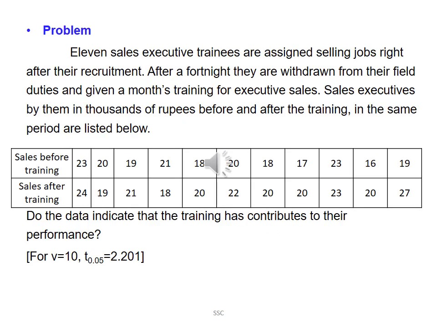More practice problems are also mentioned, and their answers are also available. The degrees of freedom and its table values are also mentioned.